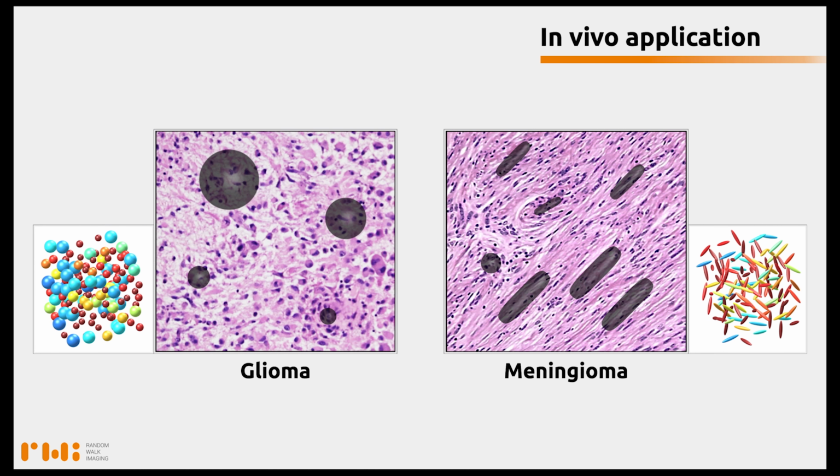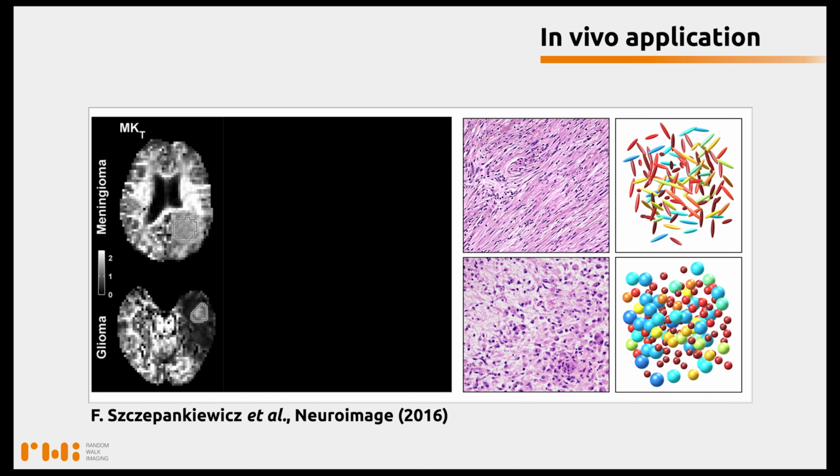A good in vivo application of this principle is to tease apart glioma and meningioma only using diffusion MRI. The reason is that gliomas tend to have isotropic cells that are packed with different cell densities, and meningiomas tend to have these anisotropic cells that most of the time are quite randomly oriented on the voxel scale. This is some work from Filip Szczepankiewicz et al. that studies meningioma and glioma from the standpoint of diffusion MRI alone. In these maps you see the mean kurtosis from DKI, and you see that the contrast within the meningioma and the glioma is identical in these two tumors.